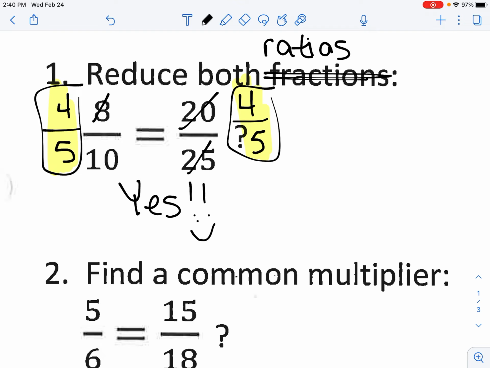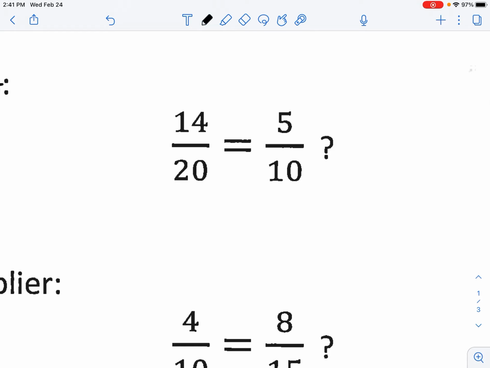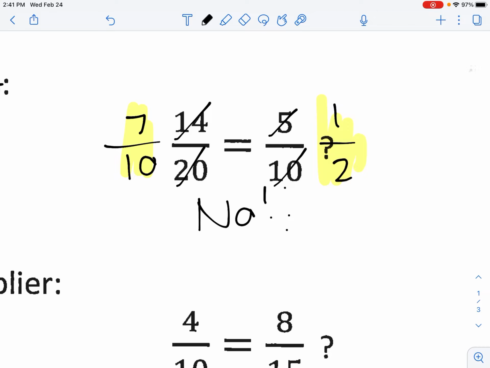So when you start your practice page in Big Ideas, I have to see your math for how you determined your yes or your no. Reducing to lowest terms could be one of those methods. Okay, we're going to reduce to lowest terms again. So divide by 2, and divide by 2, divide by 5, and divide by 5. So 7 to 10 is not equal to 1 to 2. So your final answer will be yes or no.